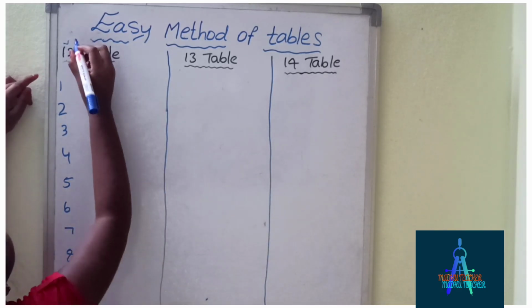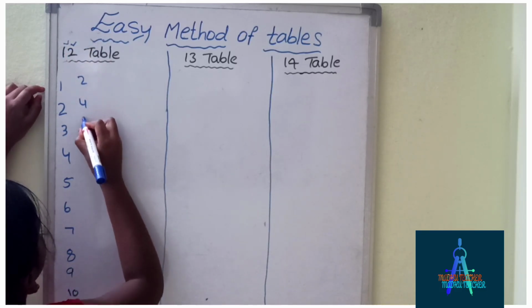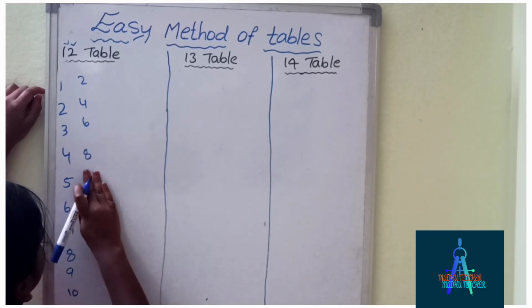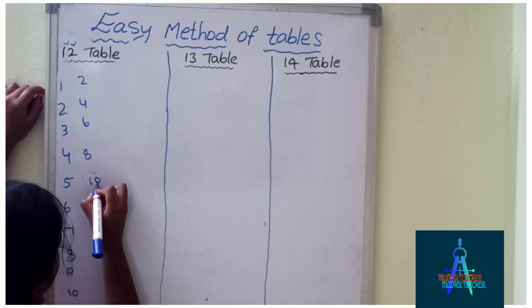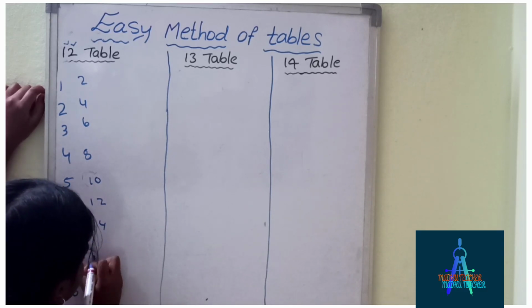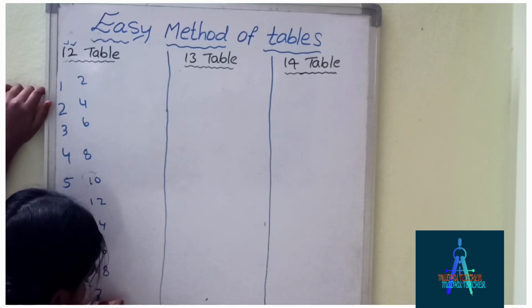Next, 2 table. 2 1s are 2, 2 2s are 4, 2 3s are 6, 2 4s are 8, 2 5s are 10, 2 6s are 12, 2 7s are 14, 2 8s are 16, 2 9s are 18, 2 10s are 20.